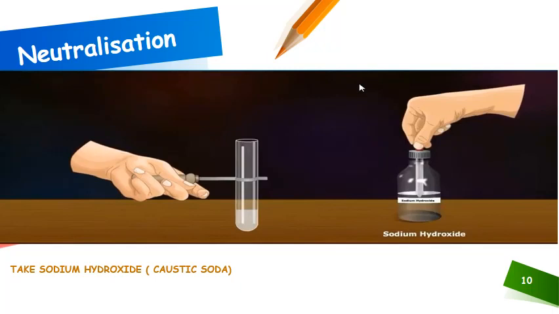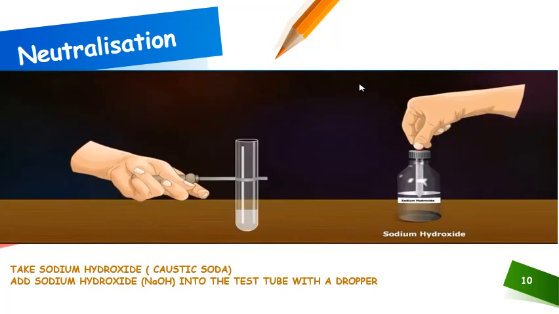Sodium hydroxide is a strong base. Okay, as an acid is dangerous, bases are also dangerous when strong. Strong sodium hydroxide is very dangerous to the skin, so you have to handle it very carefully. So you take this sodium hydroxide and add it into the test tube.